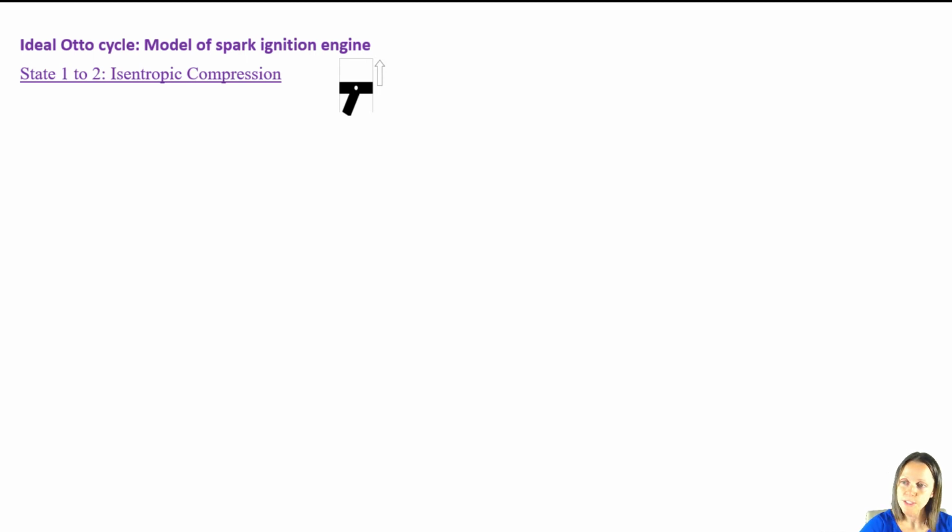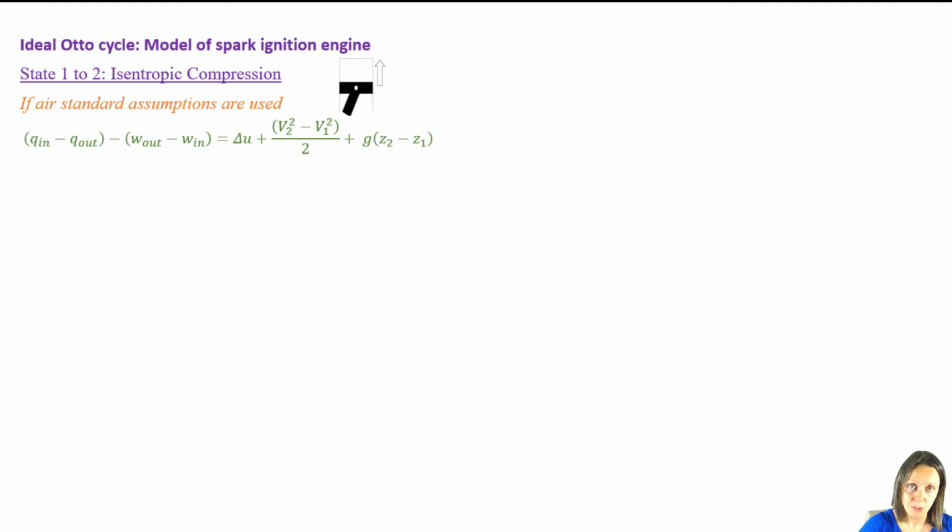So state 1 to 2, you have an isentropic expansion. We're going to make air standard assumptions first, and we're going to apply our first law. We've got a piston cylinder, that's our model, with air in it. So I'm applying the first law for a closed system. And as you often did with piston cylinders in Thermo 1, we're just going to ignore the kinetic and potential energy changes.